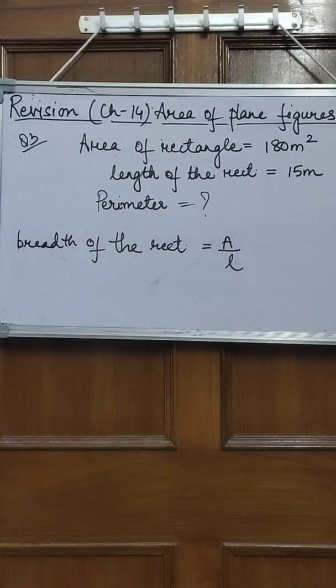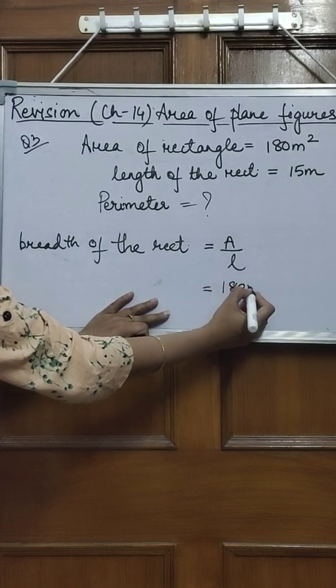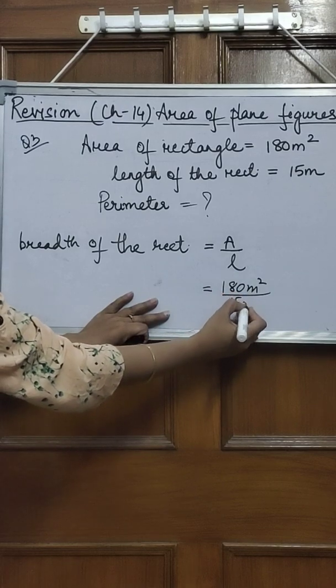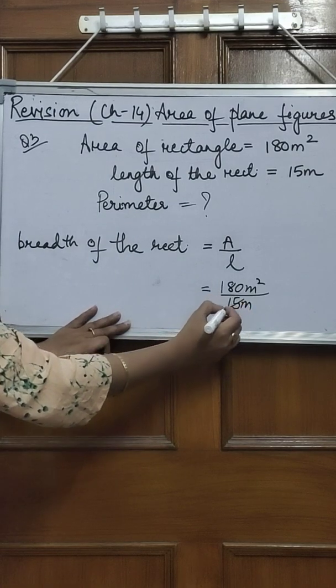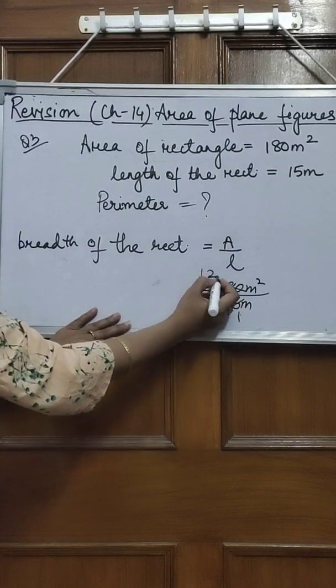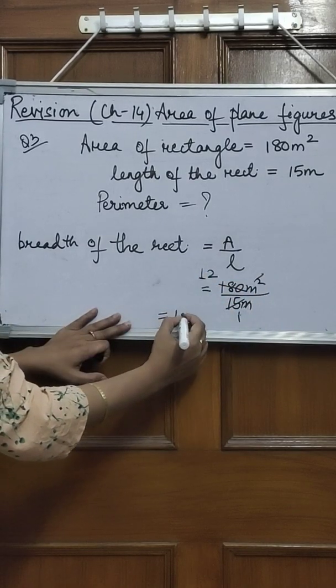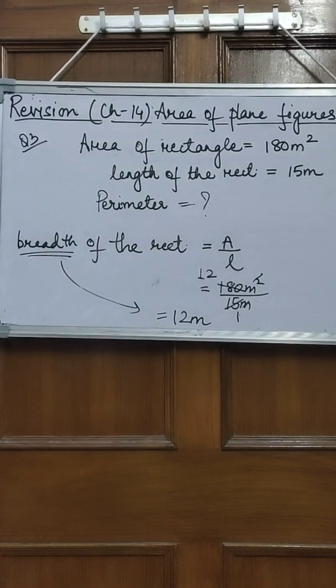Now put the values. This is 180 meter square upon 15 meter. Now this is division. Can we cancel it? Yes, we can cancel it. It's up to you by which number you want to cancel. You can cancel it by 5, by 3, or you can straight away cancel it by 15 also. I'm cancelling it by 15. 15 ones are 15, 18 minus 15, 3 will be left, so 12 meter. So now we have the breadth of the rectangle, and breadth of the rectangle is 12.